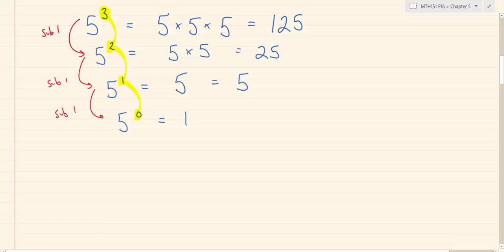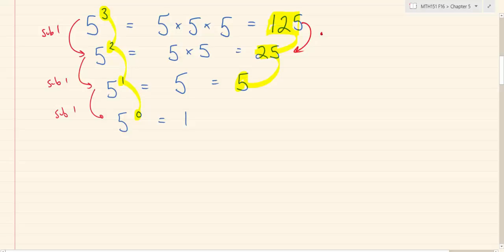So the pattern is, in that left-hand column, you subtract 1 from each exponent. What do you do on this side? We started with 125. How do we get from 125 to 25 to 5? Well, again, what is the pattern? What are we doing from here to here?